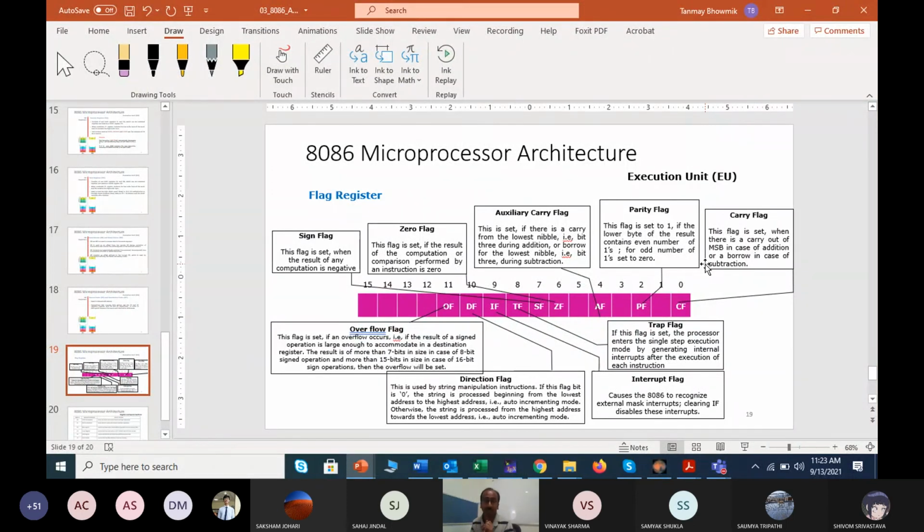Interrupt flag is there. In the pin diagram, you observed that different kinds of interrupt signals were there. If you need to interrupt any process or suddenly stop any process, the interrupt flag will be activated. So different types of flags are associated with your microprocessor, and every flag has a specific task. All these flags are very important.